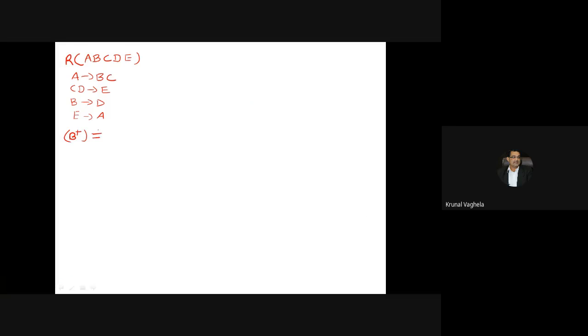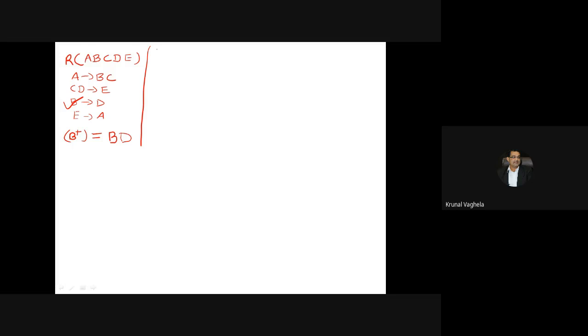Yes, very good. Because see, from B we can find B. Then we need to check where is B. This is B. If I am having B, I can find D. So I have used this D. Now from B and D, can I find anything? No. So closure of B is B and D. Very good. Let's do the next thing.